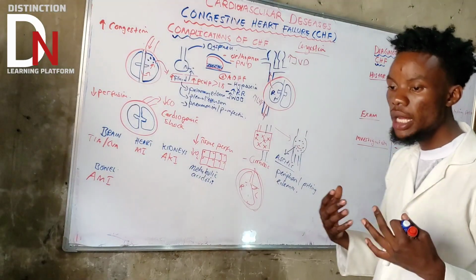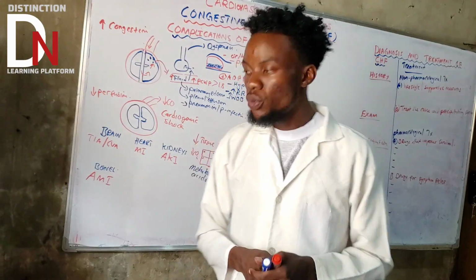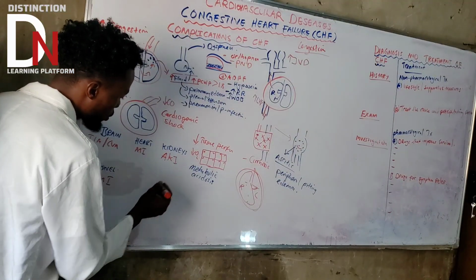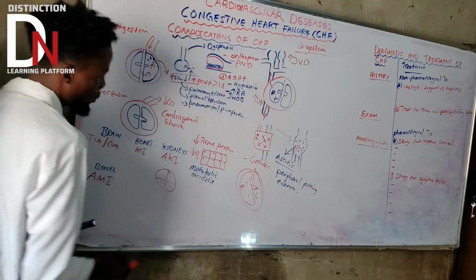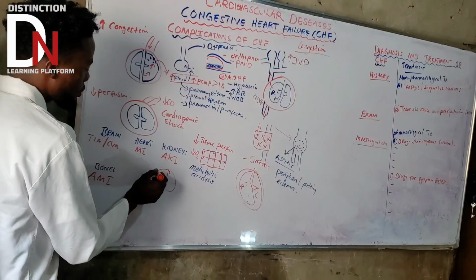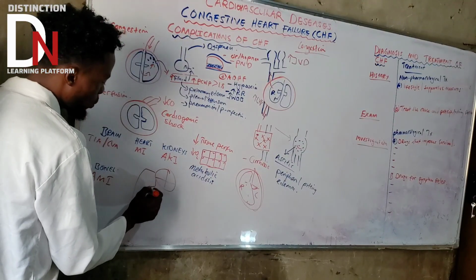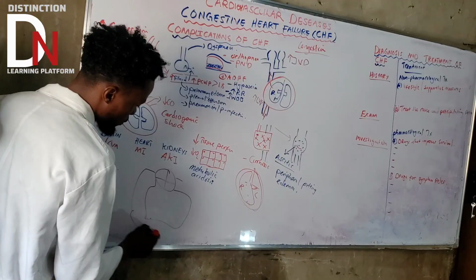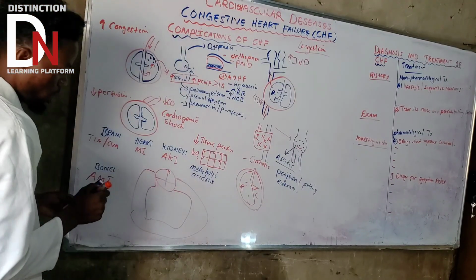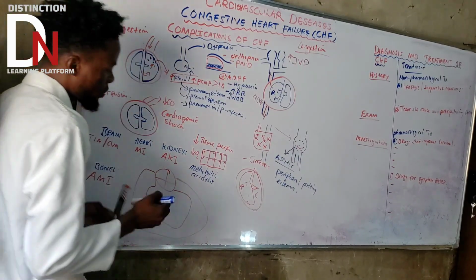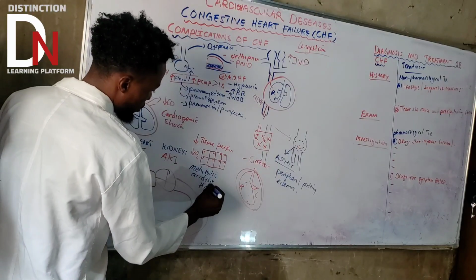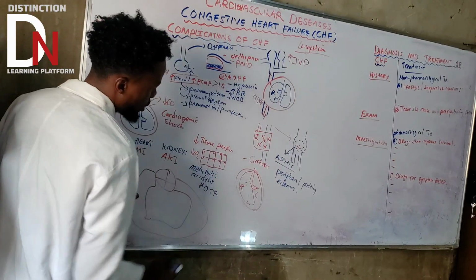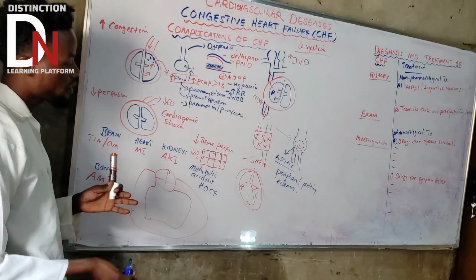Now, if you look at high output cardiac failure, this is the last part that we need to talk about. If this is the heart like that, high output cardiac failure is like this. We are talking about high output heart failure or cardiac failure.